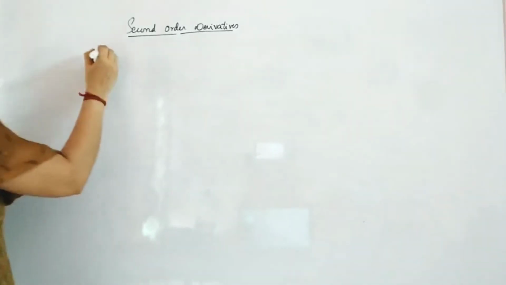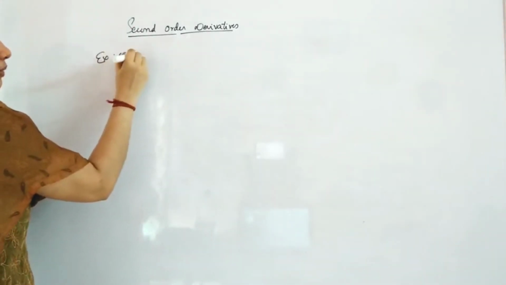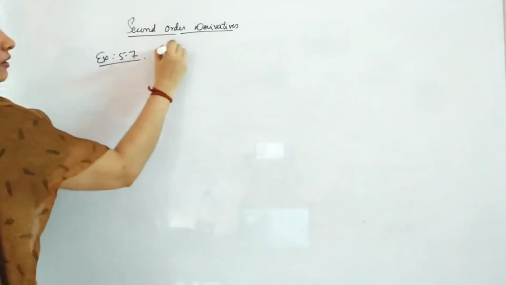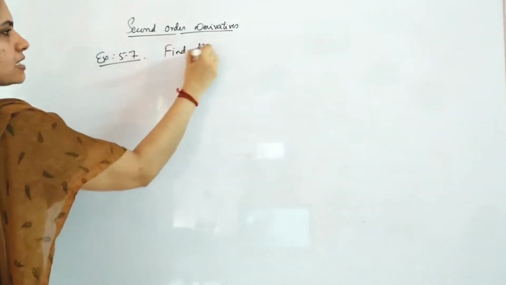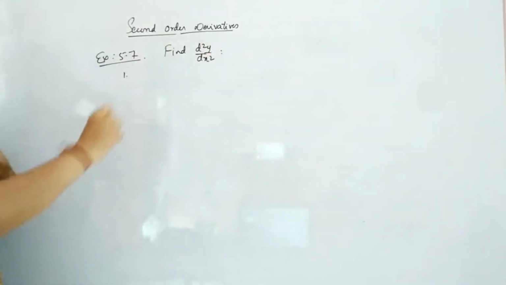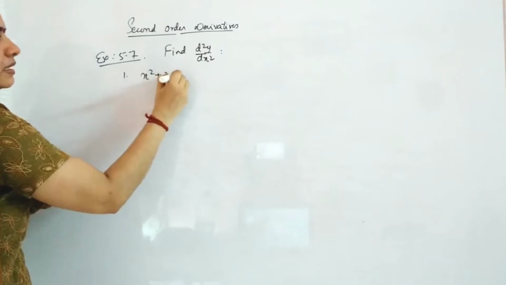Can start the exercise. Exercise 5.7. Find the second order derivative of the given function. That means find d square y by dx square. First one is x square plus 3x plus 2.